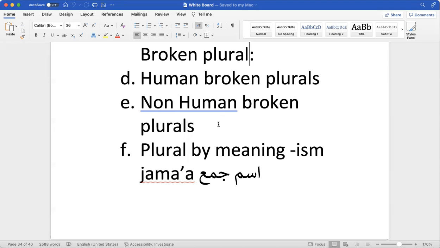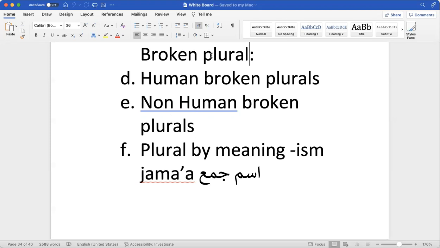Then we have non-human broken plurals. These do not sound like those normal plurals. But these are non-human. For example, you have masjid. Masjid is non-human. If you had to make it plural, it is masajid. It's not like una, ina, atun, atin sound. So under the broken plurals, you have human broken plural, and then you have non-human broken plurals.